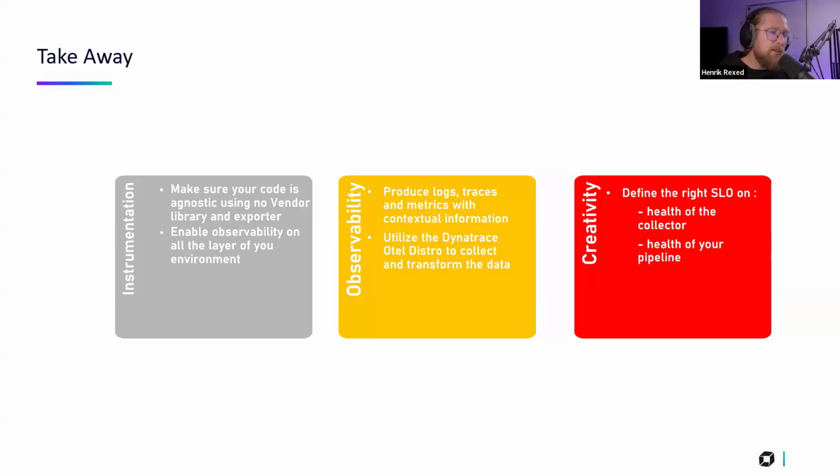And then look at the metrics from the collector, the health of your pipelines. Try to keep track of metrics that could be rejected because it could happen, and adjust your pipeline over time. I think that's going to be my takeaways for today.